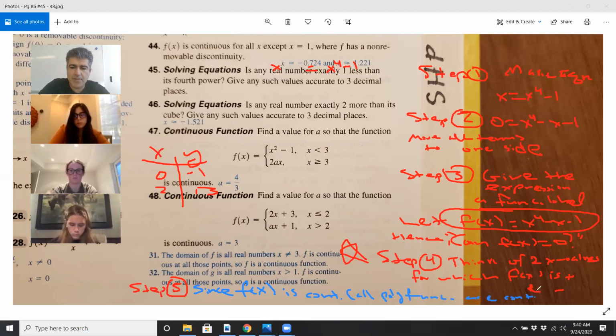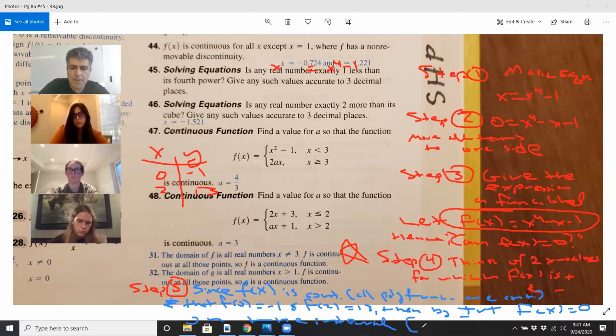Since f(x) is continuous, and that f of 0 equals -1, and f of 2 equals 13, then by IVT, f of x equals 0 on the interval from 0 to 2. That would be sufficient as a statement.